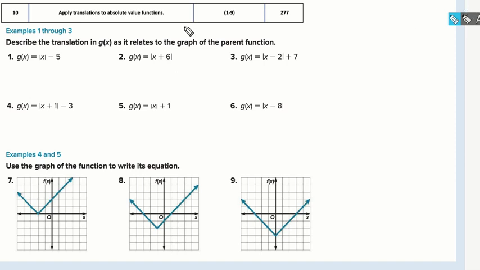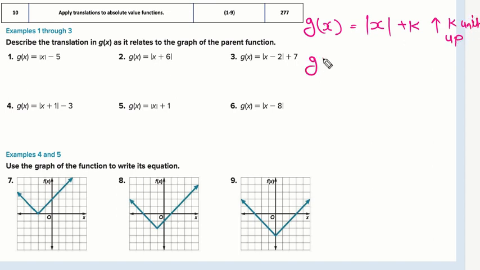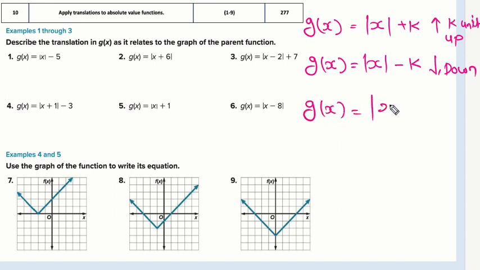Okay, in this video I will talk about applying translation to the absolute value function. First, let's try to understand the translation. If you have g of x is equal to mod x plus k, then in this case it will go k units up. Now if you have g of x is equal to the absolute value of x minus k, then it will go down.